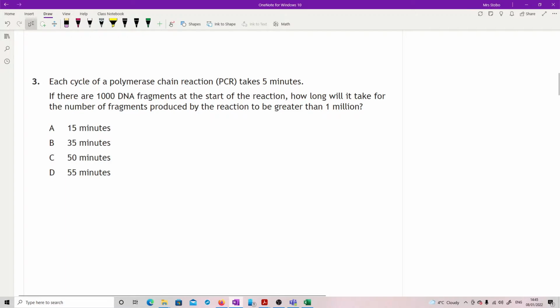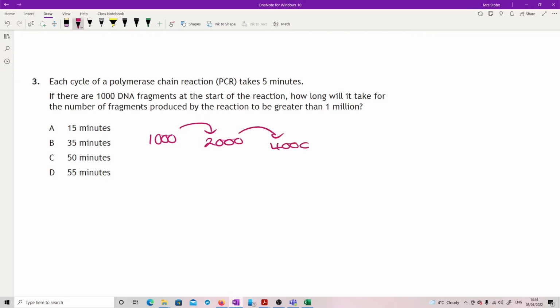Each cycle of a polymerase chain reaction takes 5 minutes. There are 1,000 DNA fragments at the start of the reaction. How long will it take for the number of fragments produced by the reaction to be greater than 1 million? This is not exactly complicated maths, but you do have to be careful, okay? So here's our 1,000. One run of PCR takes us up to 2,000. And then 4,000. And then 6... no, I can't count. 8,000, sorry.